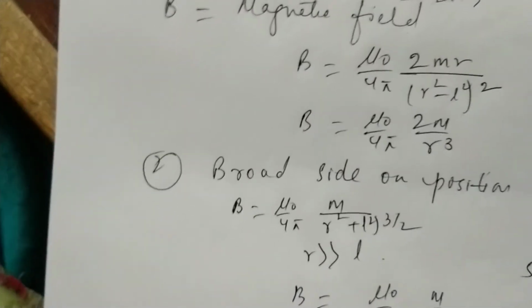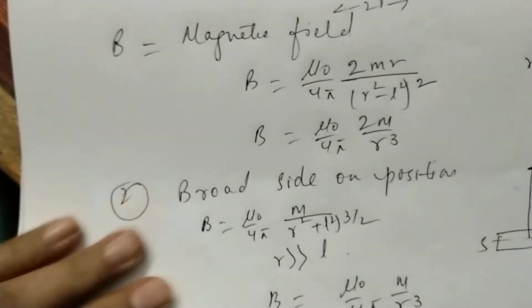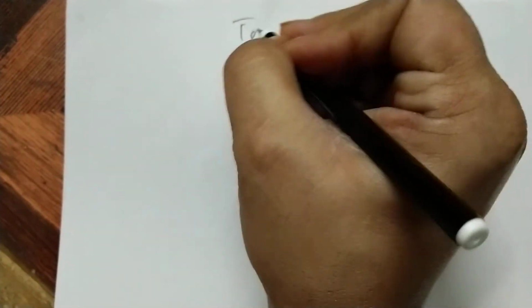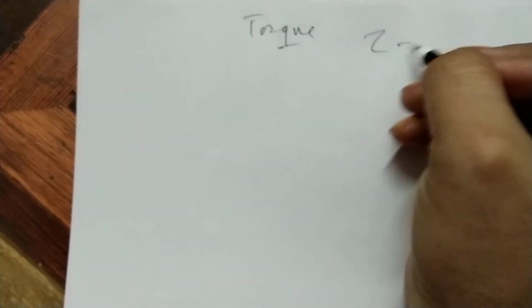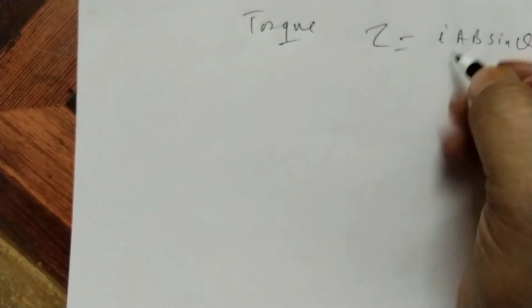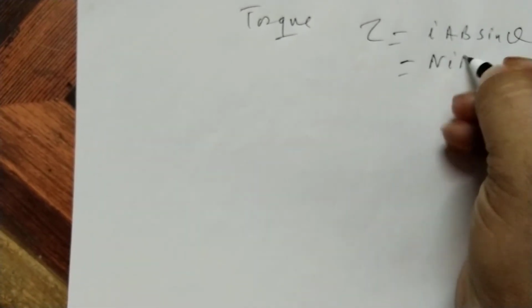Now we need to find the torque of a magnetic dipole, that is, for the bar magnet. Again we have the same condition. We have the formula: torque tau equals I A B sin theta. Generally this is the formula, and if there are n turns, it is n I A B sin theta. So this is the torque for the dipole.